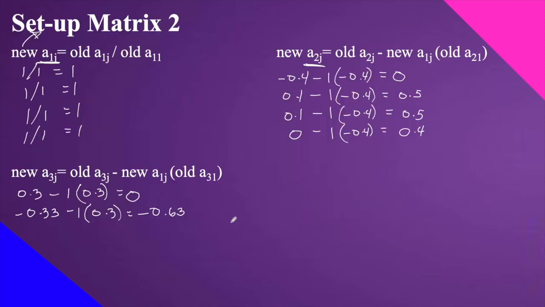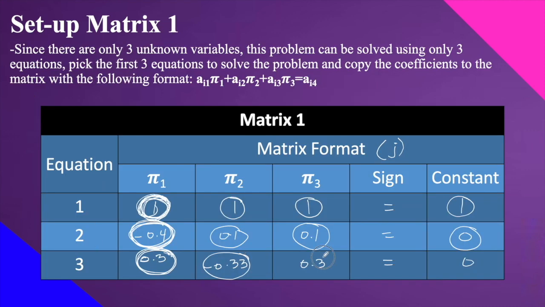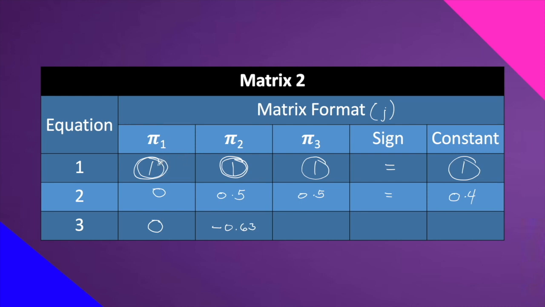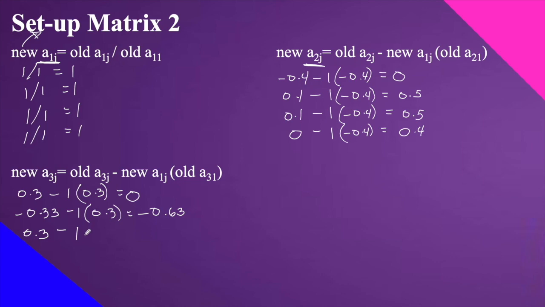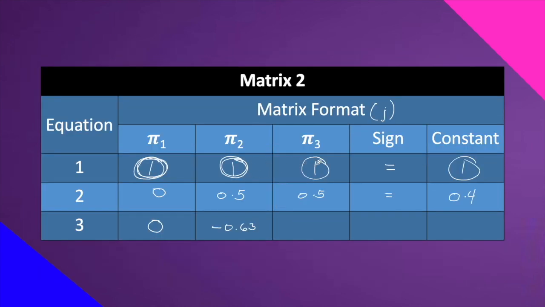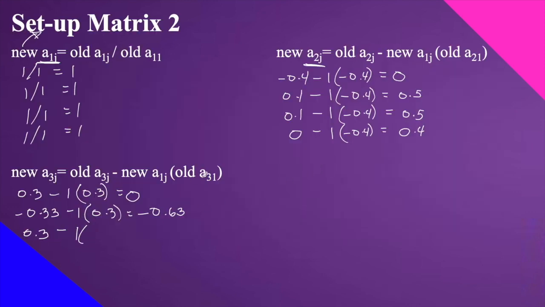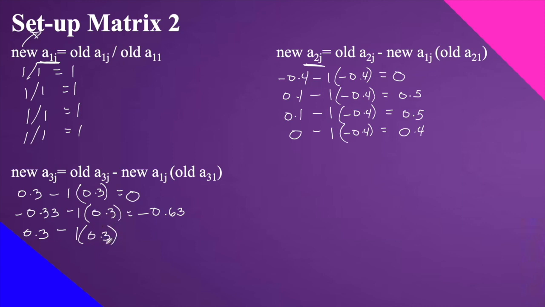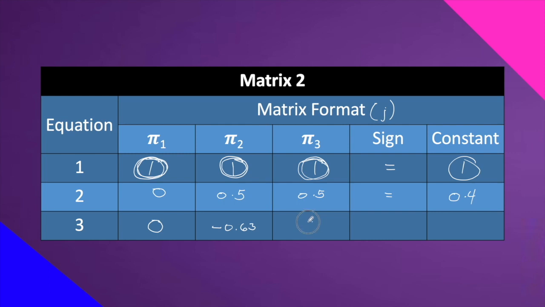And that will be our value for this cell, negative 0.63. Okay? So, lastly, second to the last pala, old A sub 3j. Balik tayo dito sa matrix 1. 3j, third j na tayo, 0.3. Let's write it here: 0.3 minus new A sub 1j, matrix 2 ulit. That is 1. Third j na tayo, 1 pa rin naman ang value. Old A sub 3,1 is 0.3. So, 0.3 times 1 is 0.3. 0.3 minus 0.3 is 0. Therefore, our value for this cell will be 0.